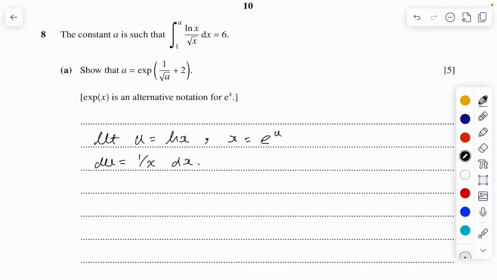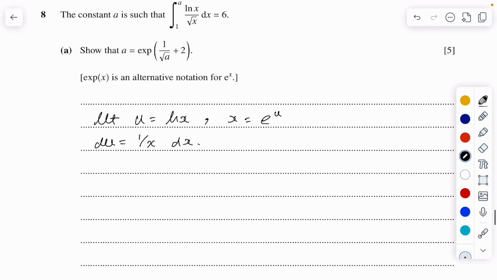With that in mind, that's basically saying the same thing. If du is equal to 1 over x dx, I can therefore say that du is equal to 1 over e to the u dx. Brilliant. So therefore, e to the u du is equal to dx.